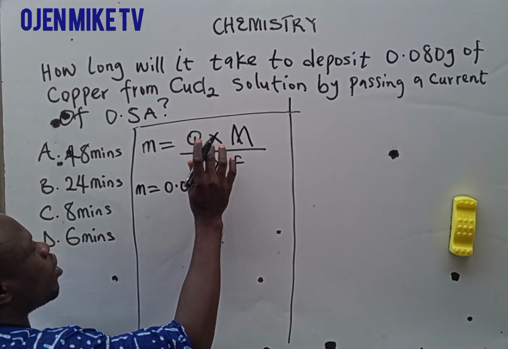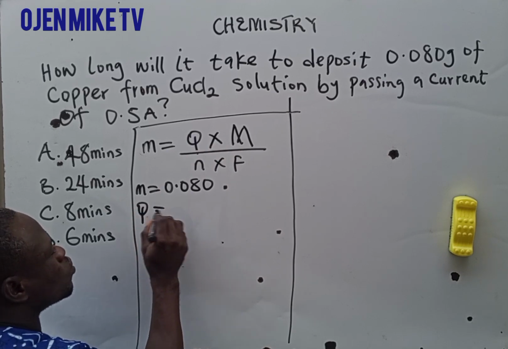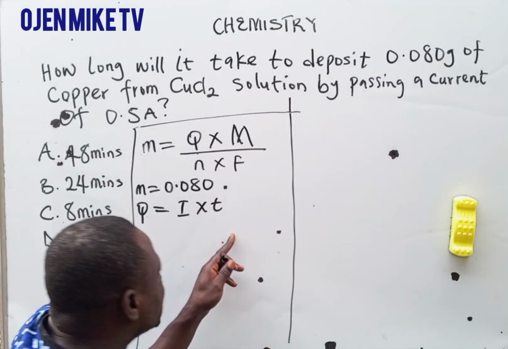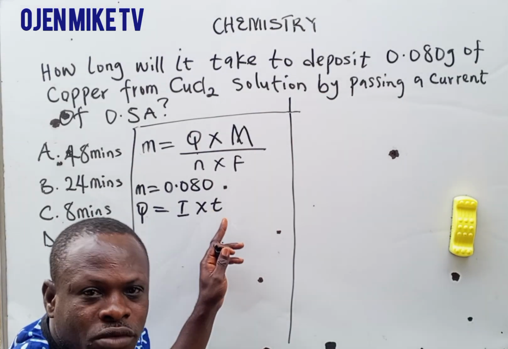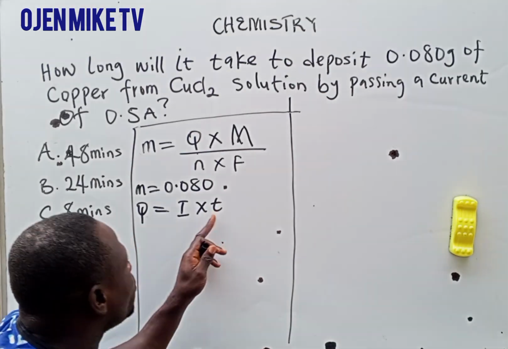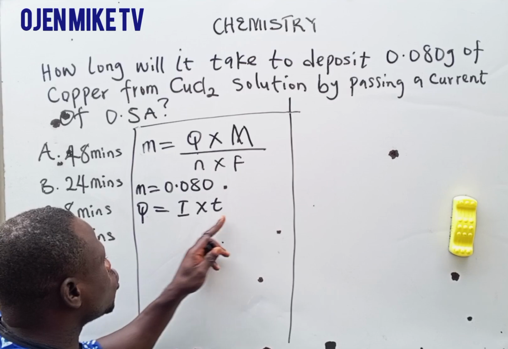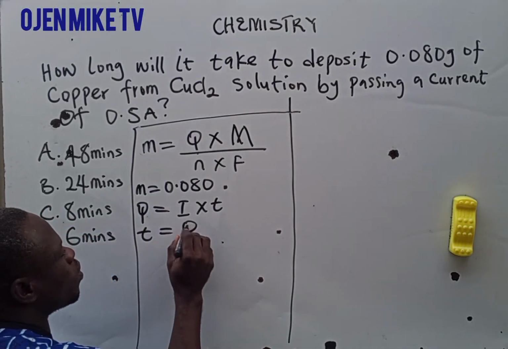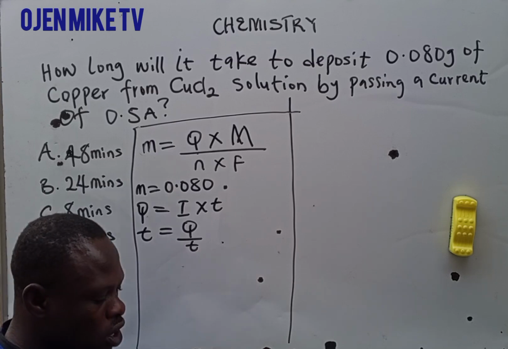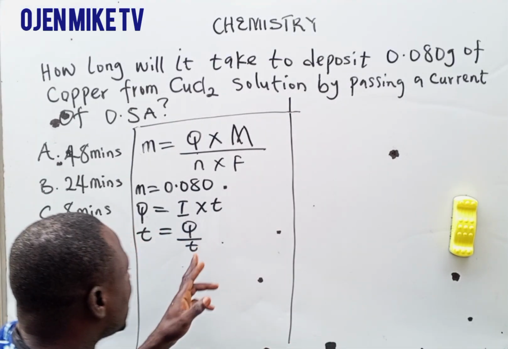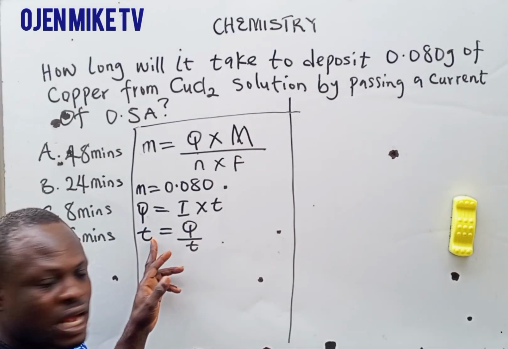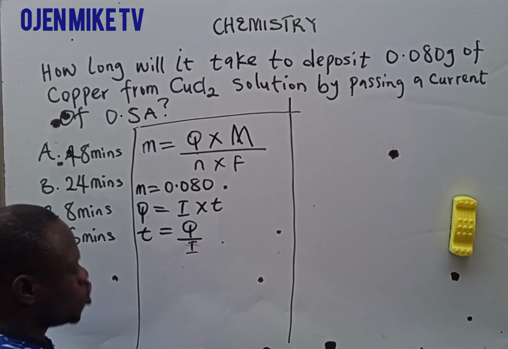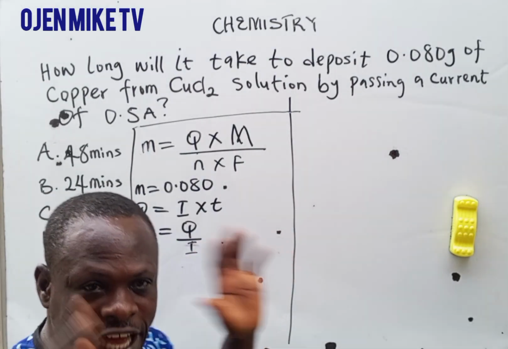So it's 0.080. What is your quantity? Quantity is equal to current times time, and that is where the time is coming from. You say we should calculate for time, so you make time the subject of the formula. You divide both sides by current, so t is equal to quantity over current. So this is the formula we are going to use at the end point of it.